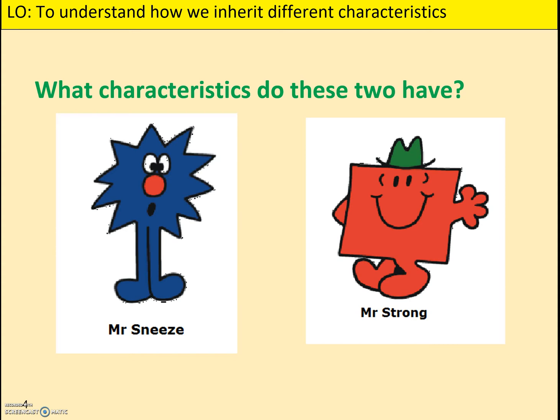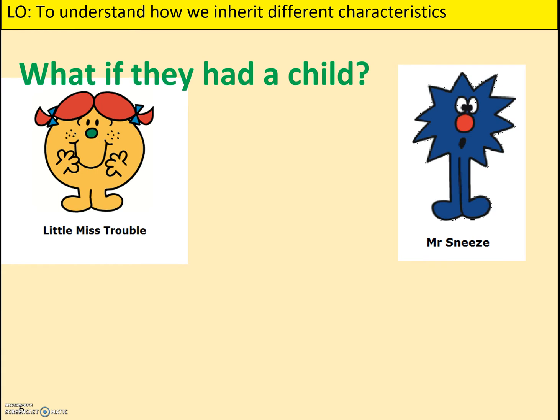So what characteristics do Mr. Sneeze and Mr. Strong have? Mr. Sneeze, for instance, has blue skin, long legs, red nose, and star-like face. Whereas Mr. Strong, on the other hand, has a square face which makes up the bulk of his body and stocky legs. He has hands, whereas Mr. Sneeze doesn't. So, what if Miss Trouble and Mr. Sneeze were to have a child?